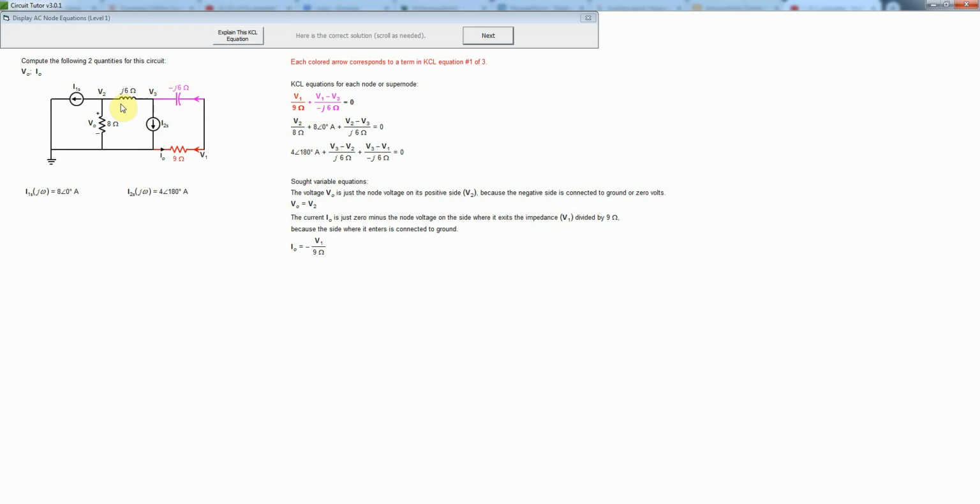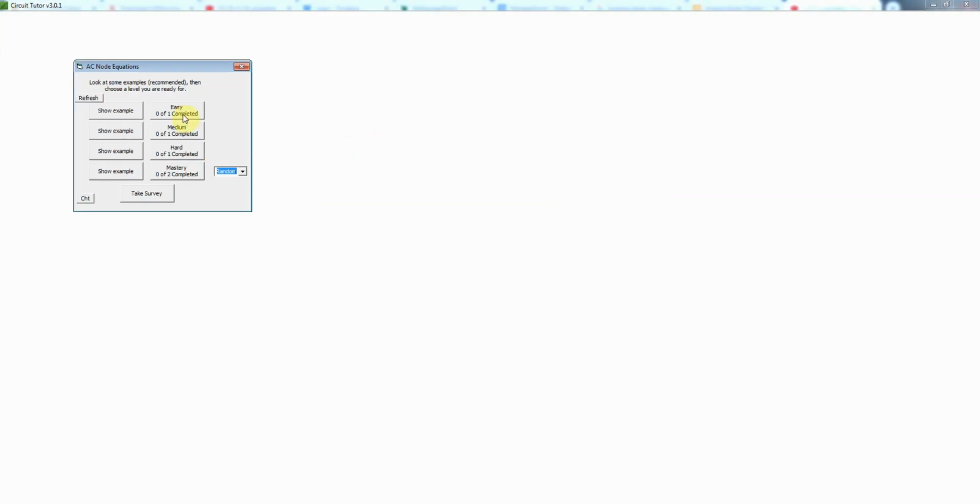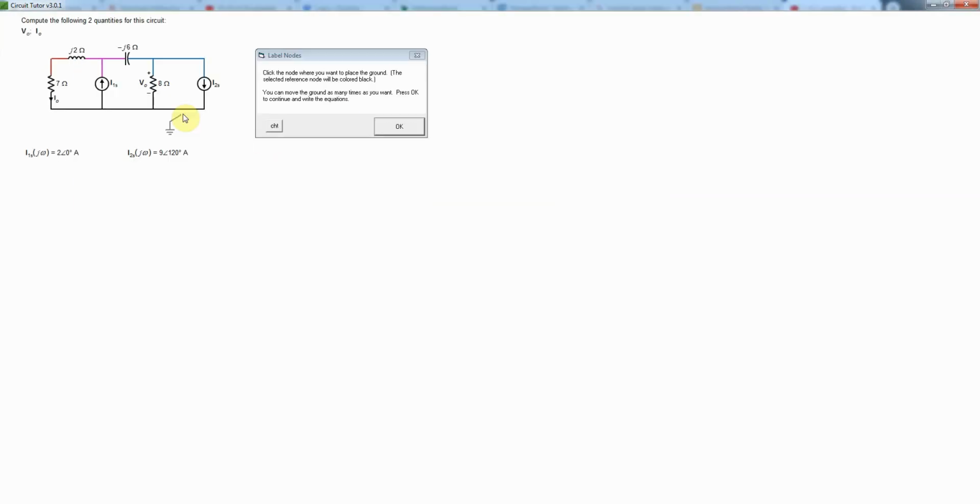Initially, in a problem like this, you would have to do that conversion as you did in the impedance simplification game. But in this case, the conversions have already been done, and you basically just need to write the KCL equations and the other types of equations that are involved. So let's work an exercise at the easy level. And the first thing we would need to do, just as in the DC case, is to place our reference node or our ground. So I'm going to select that as being the bottom node, since that has a lot of connections.